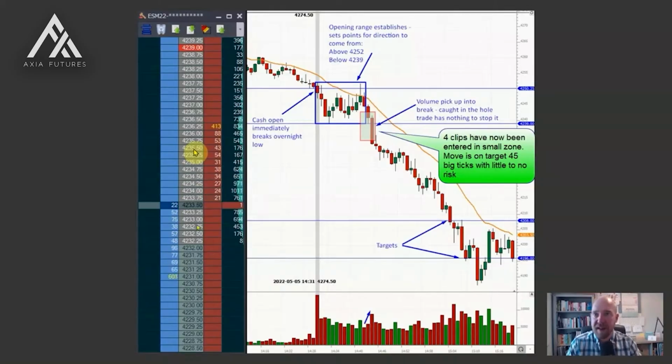All you've got to do now is let the move go. You've done the hard work of getting in. Now it's time to get paid. So on this trade now, it's just a case of working out where your stop can be.